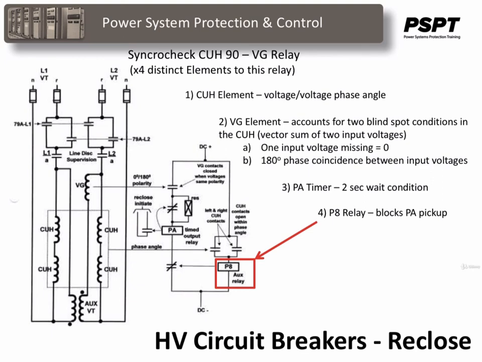The P8 relay, this element is simply a DC relay that picks up when the CUH element swings left or right if the input voltages are out of phase by a preset angle. The CUH contacts will close, which in turn supplies positive DC to pick up the P8 coil. The normally closed contacts from the P8 relay are connected in series with the PA timer coil, which effectively blocks the pickup and prevents the circuit breaker from auto reclosing.